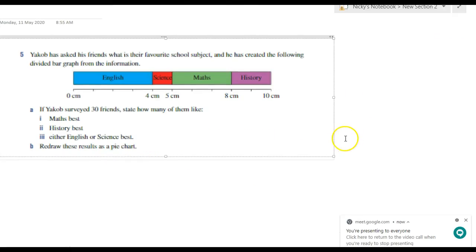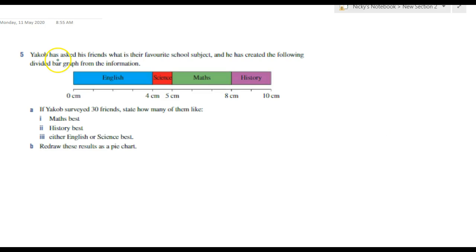All right, cool. So this is question 5 from 8F. And in 8F, you're asked to draw, read and understand divided bar graphs, of which there's one on the screen here, but also pie charts, which are sometimes called sector charts or sector graphs.